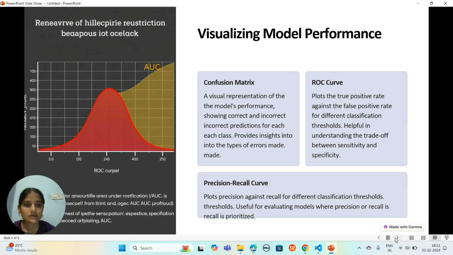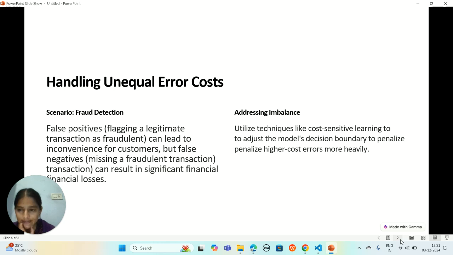ROC curve plots the true positive rate against the false positive rate for different classification thresholds. It helps in understanding the trade-off between sensitivity and specificity. The third one is the precision-recall curve. It plots precision against recall for different classification thresholds. Useful for evaluating the model where precision or recall is prioritized.